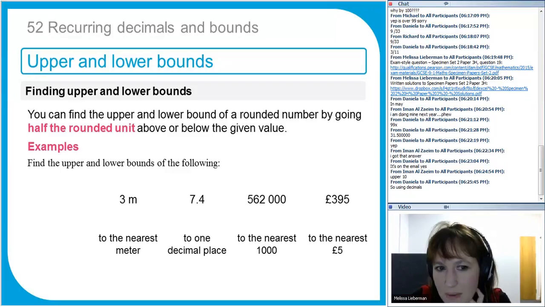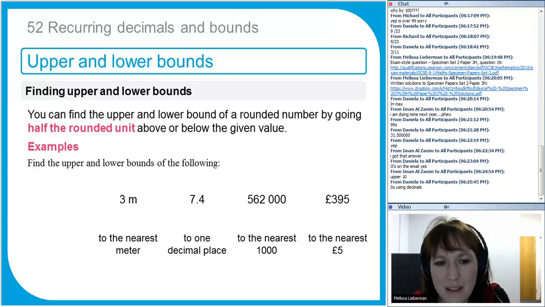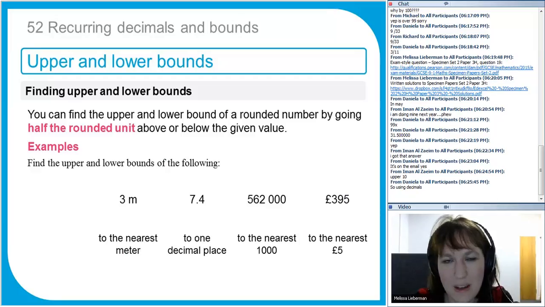Here's a couple of examples. So we've got 3 meters to the nearest meter, 7.4 to 1 decimal place, 562,000 to the nearest thousand, and 395 pounds to the nearest £5. So what's the biggest and the lowest value that these could be? These are the same examples that you learnt about when we did rounding and approximation at the start of Unit 2, so I'll just go through them very quickly.